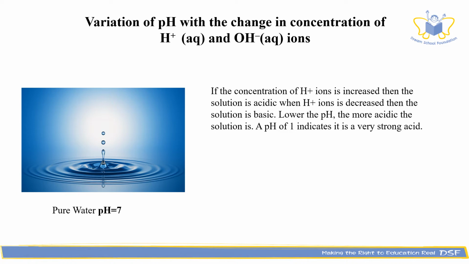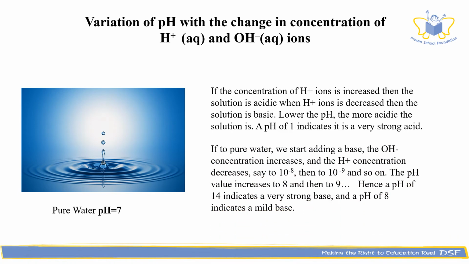The same holds for bases, but the opposite way. If to pure water we start adding a base, the OH- concentration increases and the H+ concentration decreases. Say to 10 power minus 8, then to 10 power minus 9, and so on. The pH value increases to 8 and then to 9. Hence, a pH of 14 indicates a very strong base, and a pH of 8 indicates a mild base.